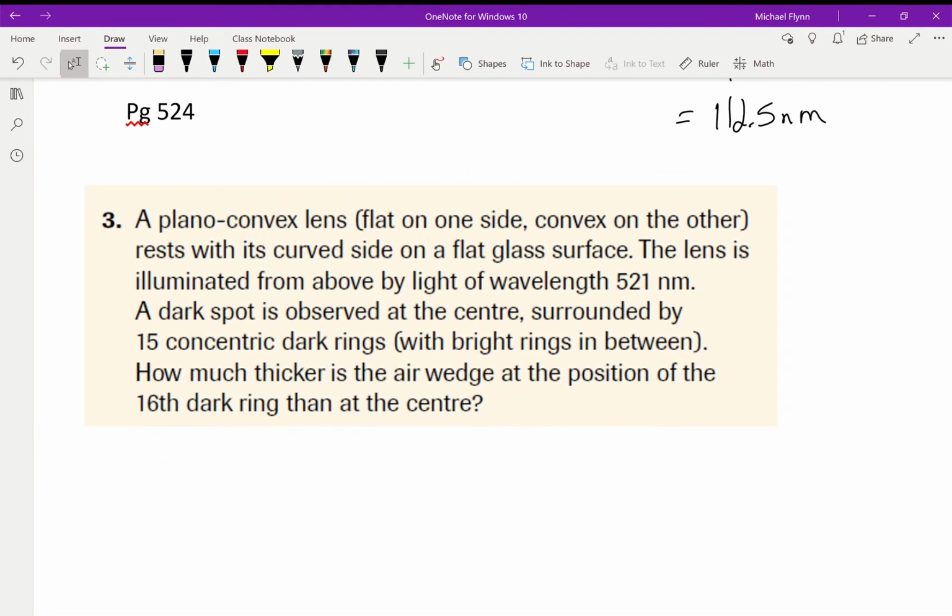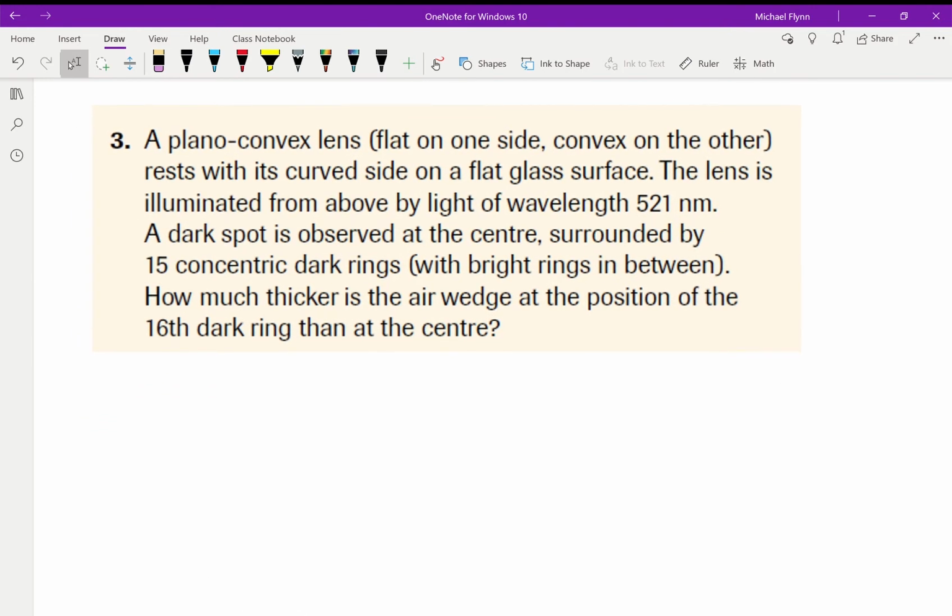All right, this question here, a plano-convex lens, flat on one side, convex on the other. This is like a Newton's ring apparatus. The dark spot is observed in the center, surrounded by 15 concentric dark rings, with bright rings in between. How much thicker is the air wedge at the position of the 16th dark ring than at the center? Well, the center is where the path difference is 0, by the way.